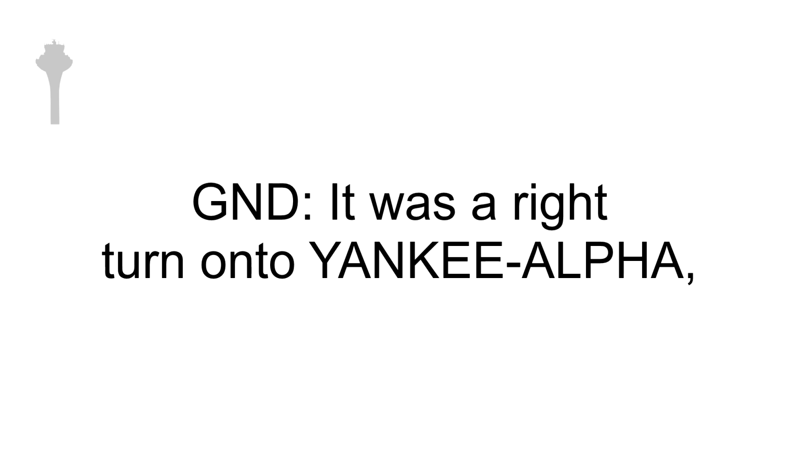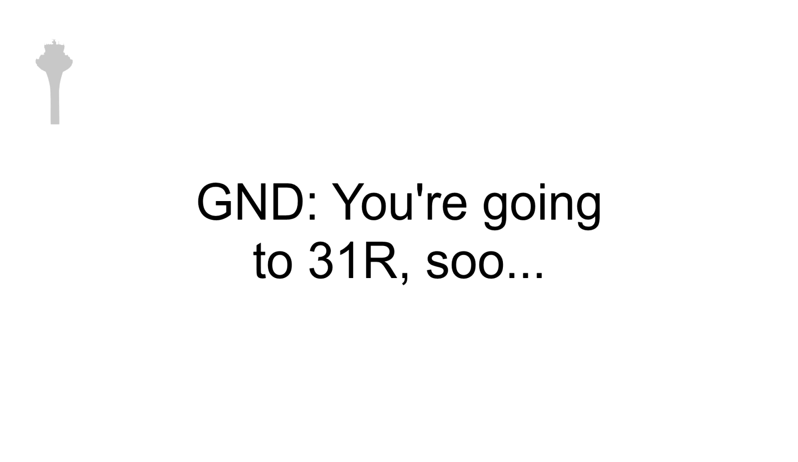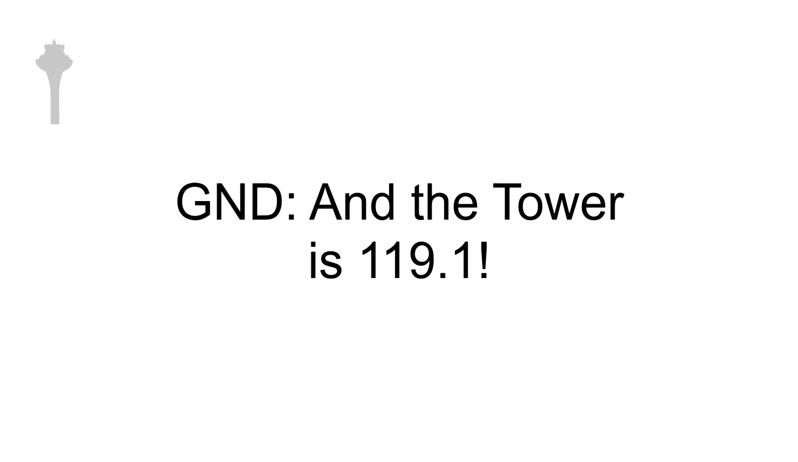Back. Proceed to the ramp. November 840. Yes, sir. It was a right turn on the Yankee Alpha. I don't know how the U-turn came in. You're going to 31 right, so can you make a U-turn? No problem. We're taking you to the runway without airplanes. So 840. Make the U-turn. Make a right on Yankee Alpha. When you get there, and the tower's 1191.